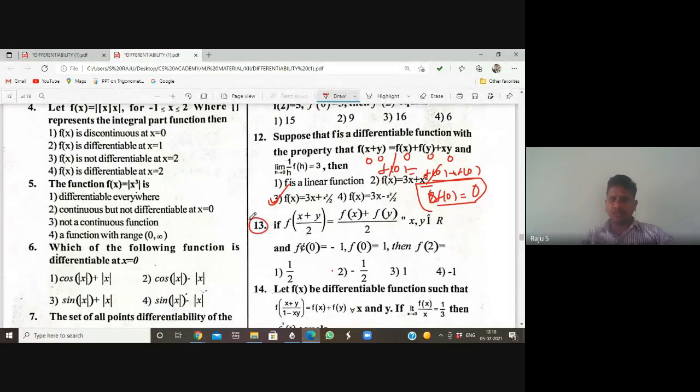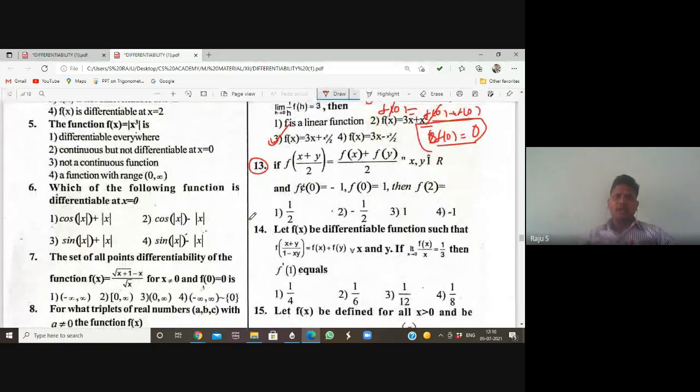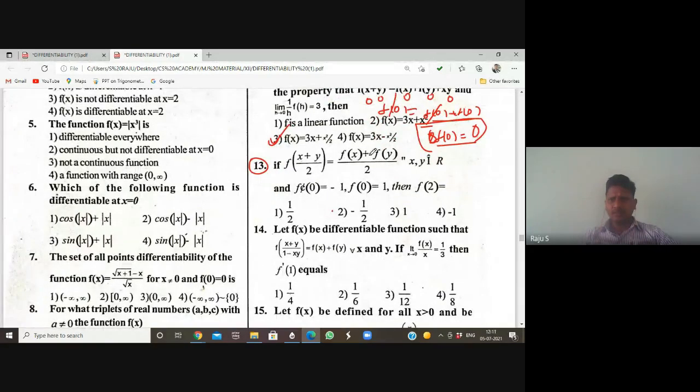Next question, 13th question. F of (x plus y) by 2 is equal to f of x plus f of y all divided by 2, for every x belongs to R. Here, f of 0 value is 1, they have given. What is this, students, in your books? I think this is f dash of 0, because f of 0 is already given as 1. Let us see what this value is. It might be f dash of 0, because we need to find f dash of 2 or f of 2? Anyhow, let's see that.